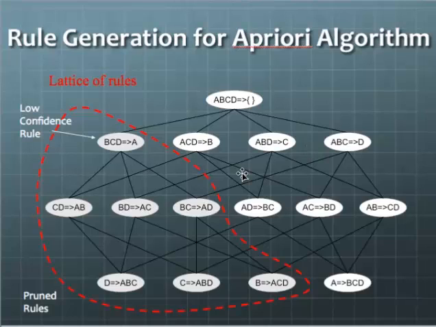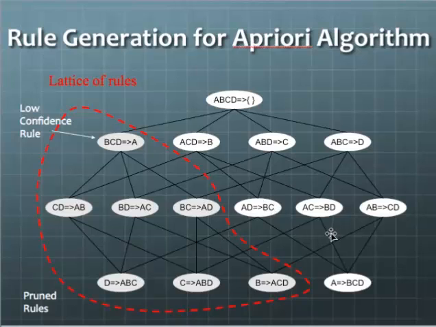For example, if ACD to B and ABD to C are both high confidence rules, then the candidate rule AD to BC is generated by merging the consequents of both rules.